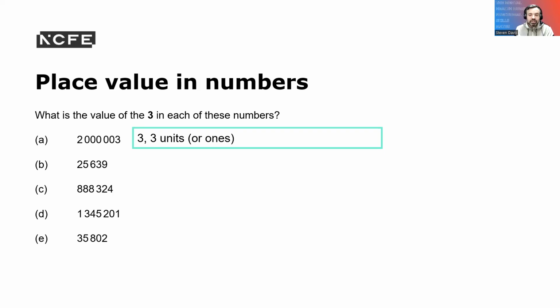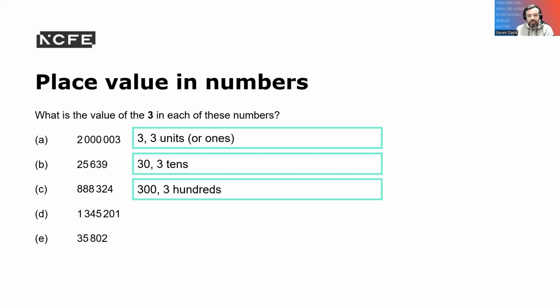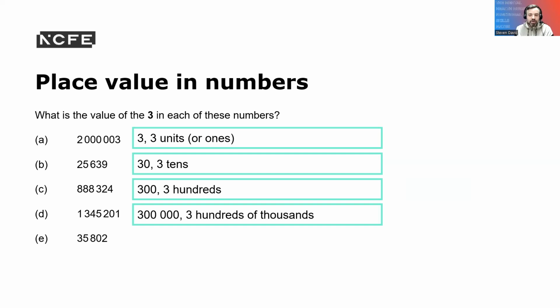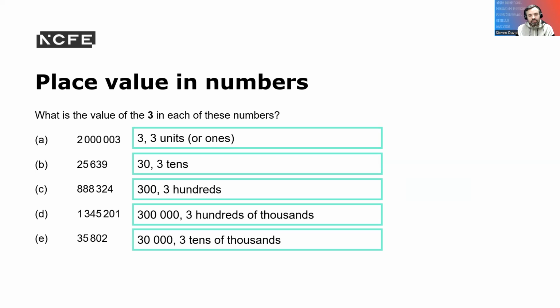If we look at 25,639, the 3 there would represent 30 or 3 tens. Okay. If we look at 888,324, it's 300 or 3 hundreds. You can see how this is working, can't you? The next one would be 300,000 or 3 hundreds of thousands. And then the last one there, 35,802, would be 3 tens of thousands, so 30,000.